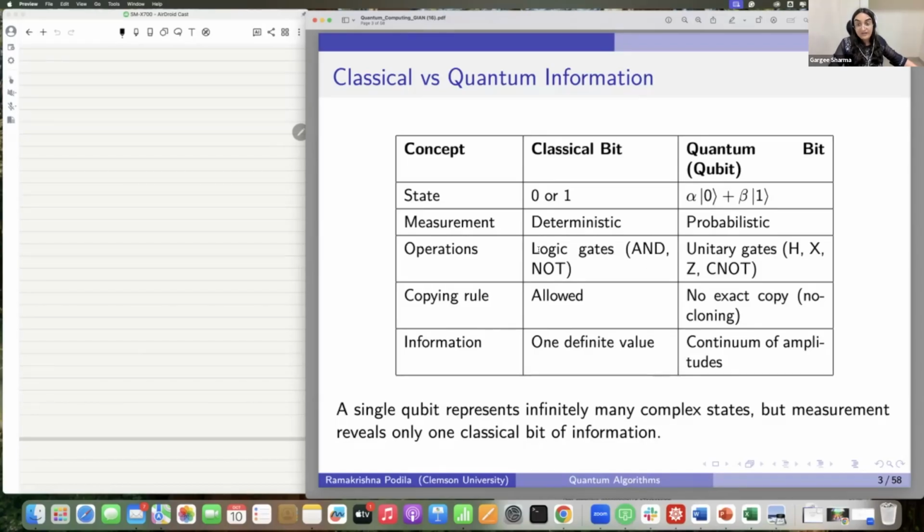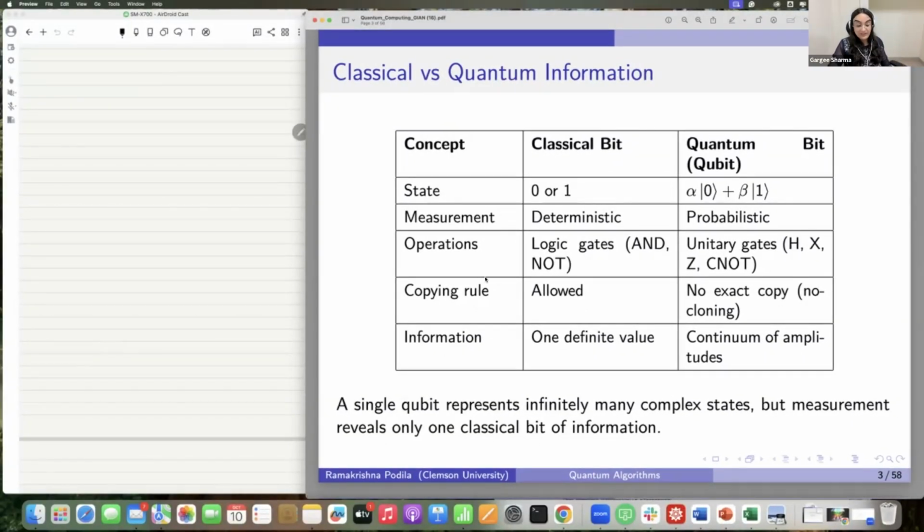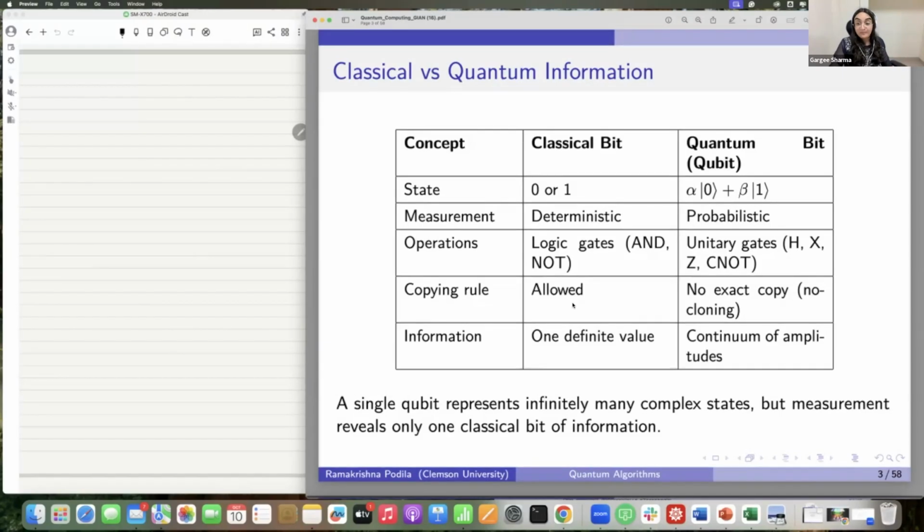what your answer is. Just like you have logic gates in classical information, you have unitary gates. And why unitary? Because in quantum mechanics we work with unitary transformations, right? If you want to time evolve the system, it's a unitary evolution, at least if the system is not interacting with the environment and the decoherence is small. And copying is allowed, as you have all seen in classical, but there's this no cloning theorem in quantum, which doesn't allow you to clone information, right?